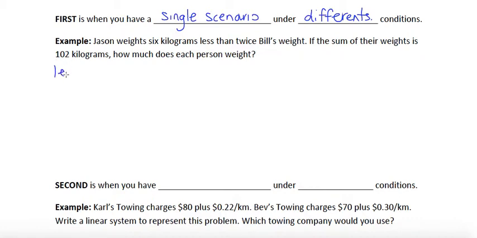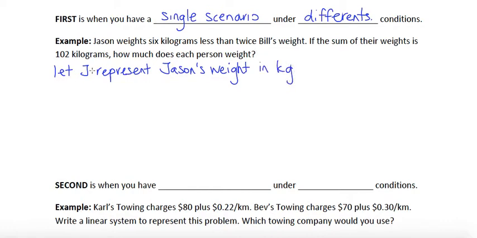And to keep it simple in this question, we're going to let J represent Jason's weight. And you can even identify the units, so Jason's weight in kilograms. And we're using J because it's the first letter of Jason's name. And then we're going to let B represent Bill's weight, and again, we're using kilograms.